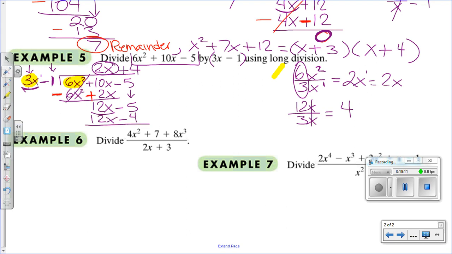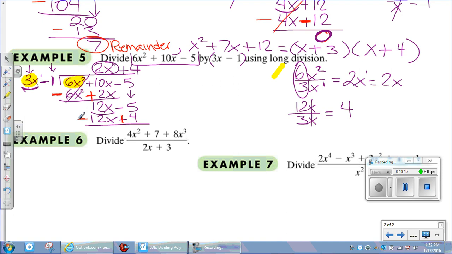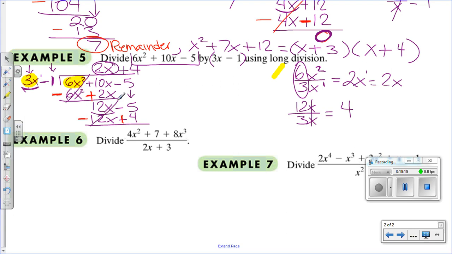And the next step for us is to subtract. So the sign turns into negative. This one turns into a positive. And now we combine like terms. So 12x minus 12x is 0. Negative 5 plus 4 is equal to negative 1. And so now the remainder happens to be negative 1.